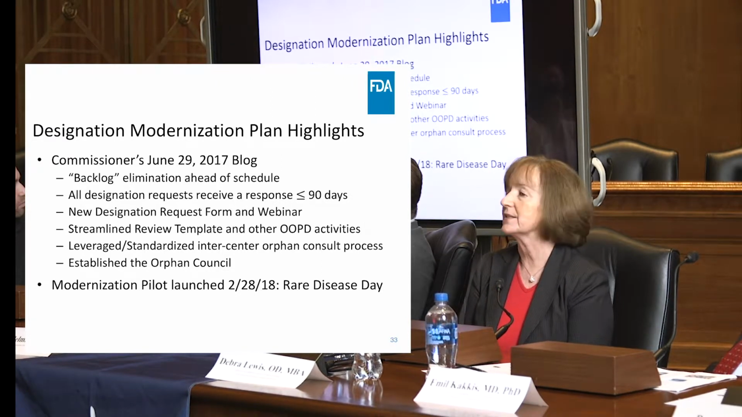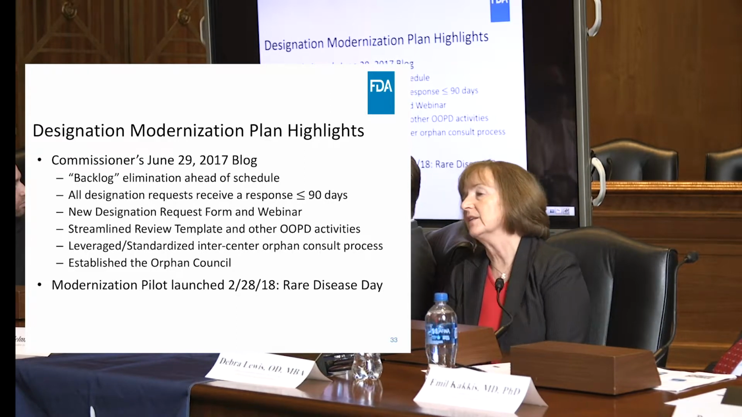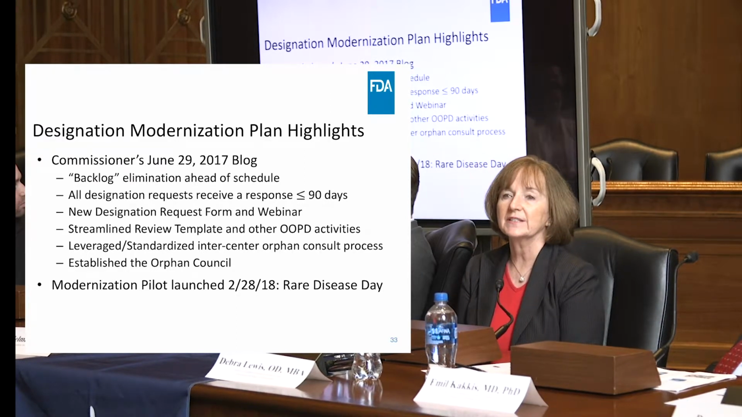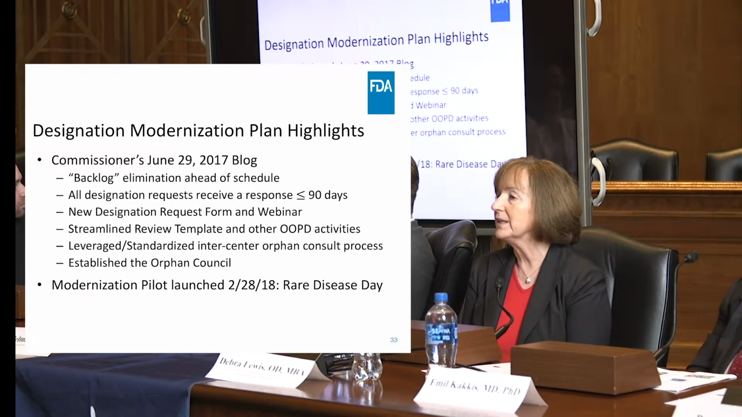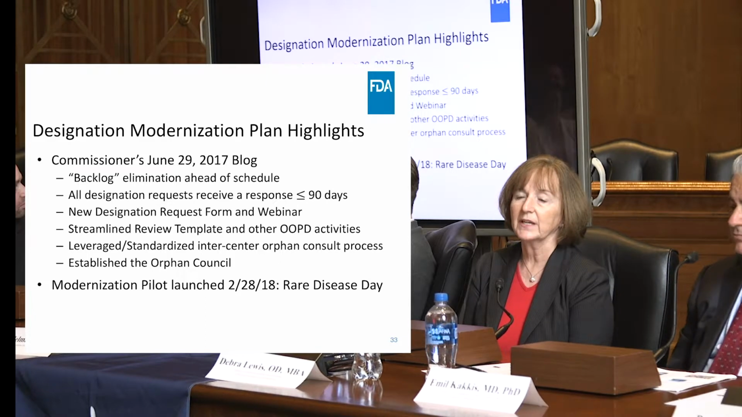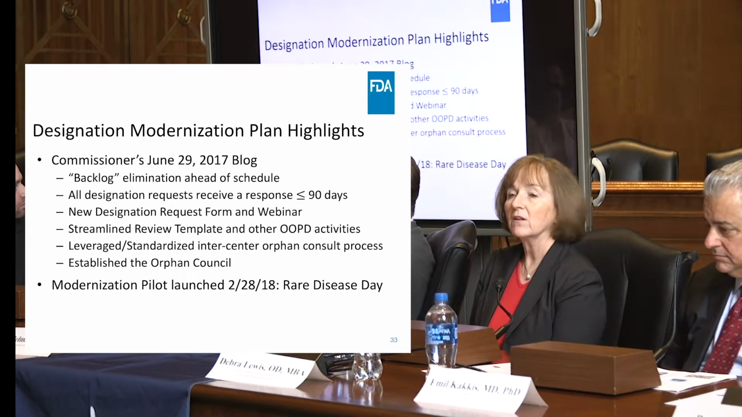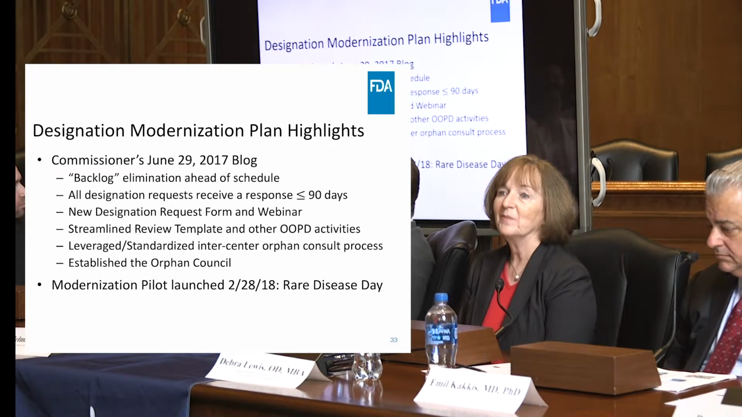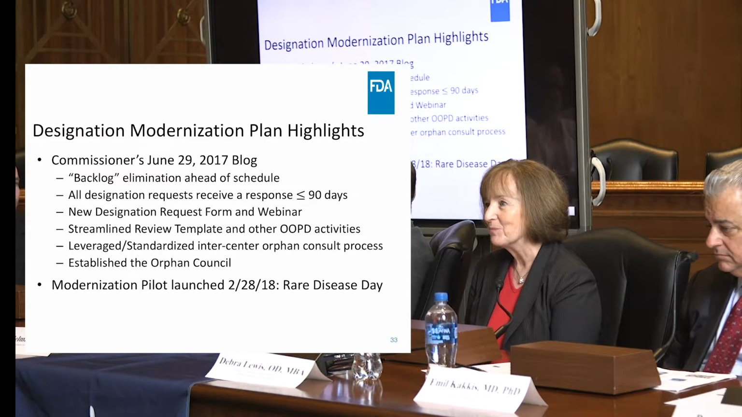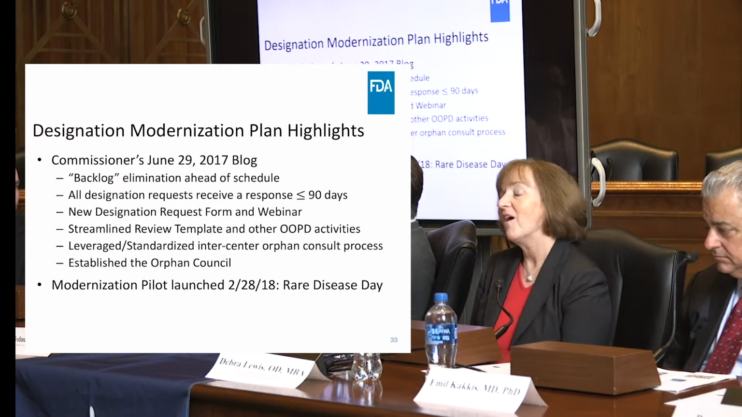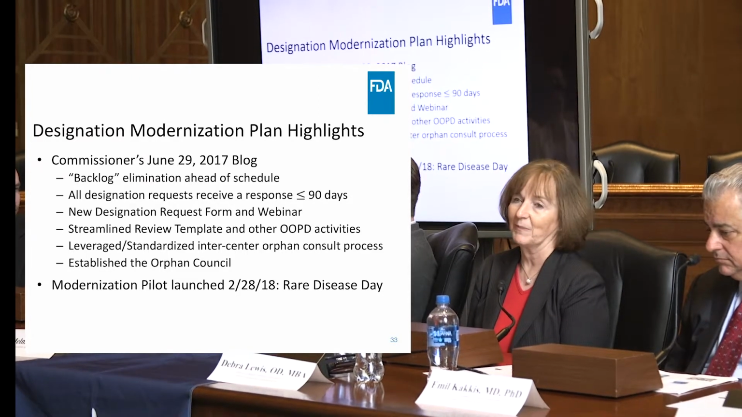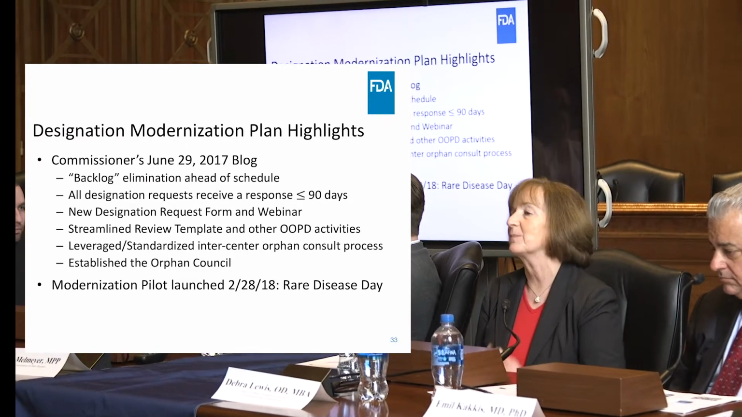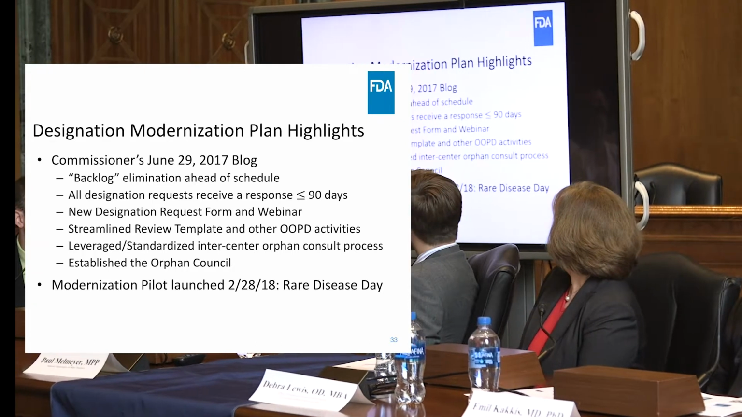that designation process. You may have seen the commissioner put out a modernization blog in June. We went from having a tracking of a certain percentage within 120 days. We call that a backlog, and we've eliminated that. We eliminated it ahead of the schedule that was put before us. And now all our designations are done within 90 days. We get a request, and the request gets a response within 90 days.